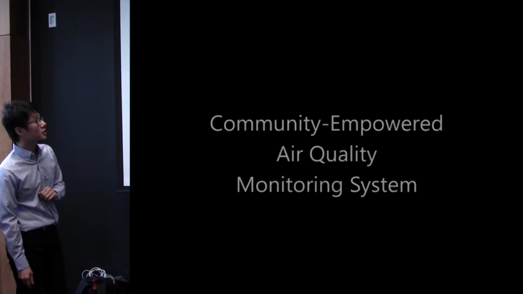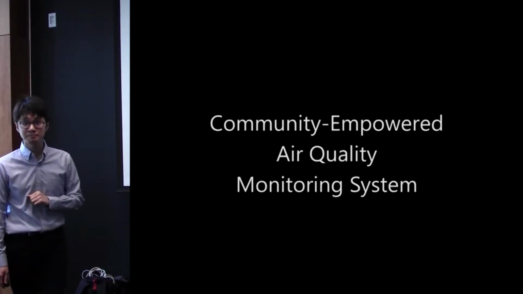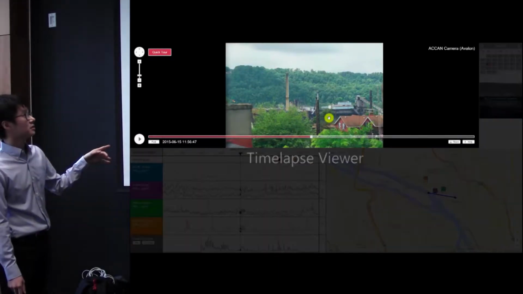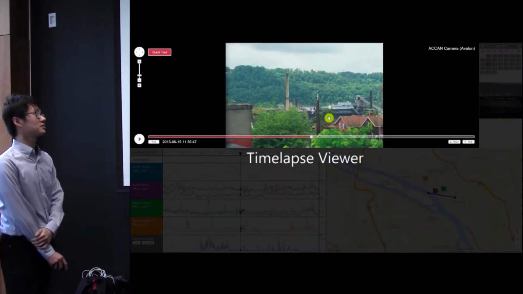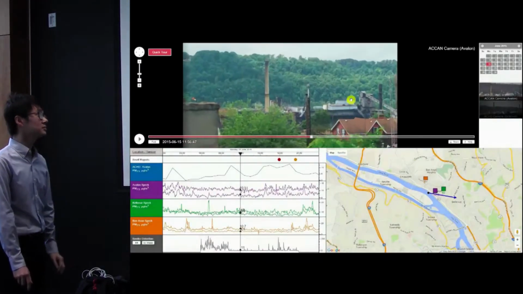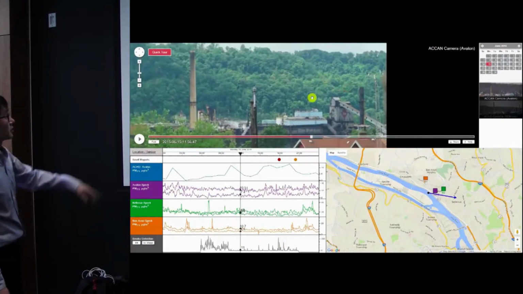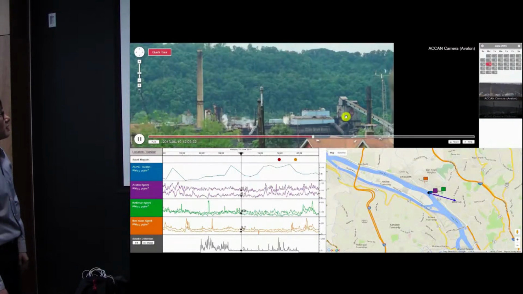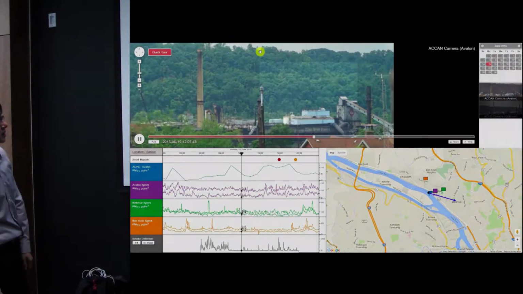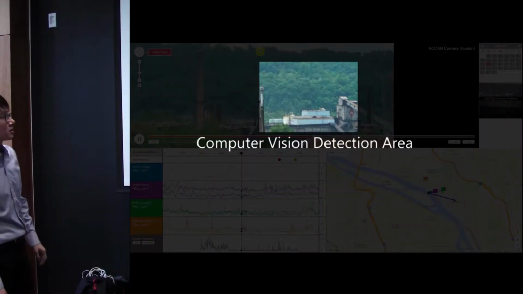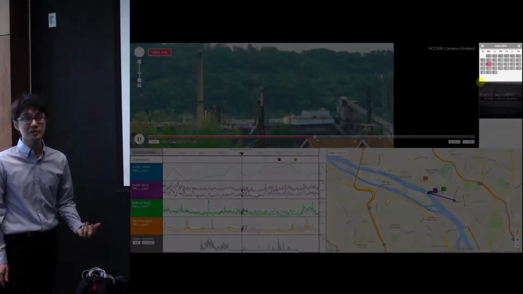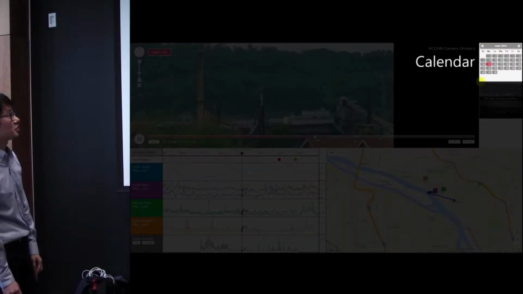Okay, so now I'm going to give a demo of the system. Here, you can see there's a zoomable and pannable time lapse. So you can pan and zoom. There's an area that has a lot of emissions, and we have a computer vision algorithm that is looking at that location. So instead of having people looking and checking all the video frames, we now have the computer checking.